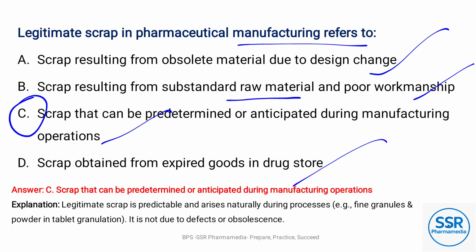Scrap that can be predetermined or anticipated during manufacturing operation. So legitimate scrap is predictable and arises naturally during process. Example, fine granules, powder in tablet granulation. It is not due to defects or obsolescence.